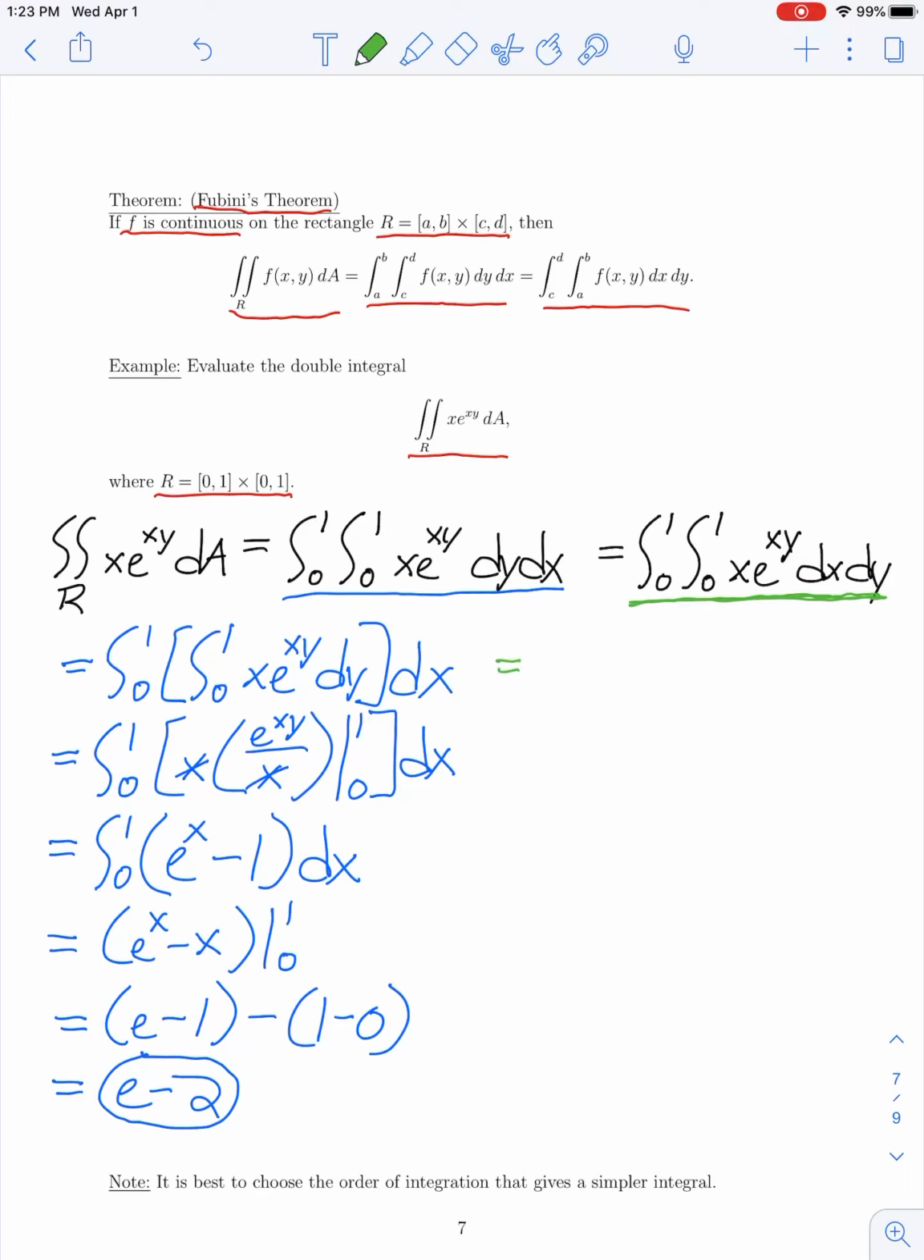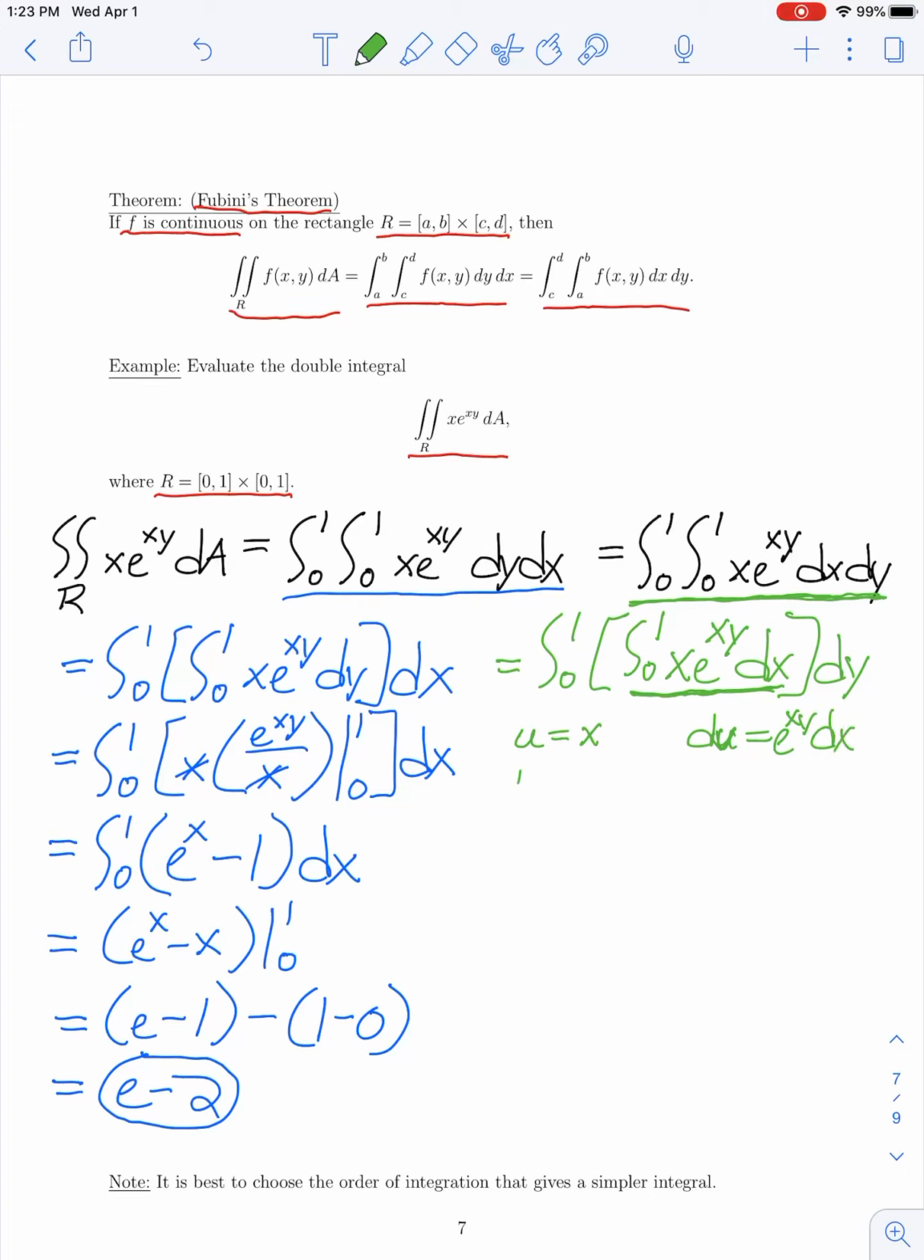Now, if we were to make use of this other iterated integral, where we integrate with respect to x first, let's see what we would have to do. We would first be looking at the integral from 0 to 1 of x e to the xy with respect to x, and then integrating with respect to y. Now, to find an antiderivative of this function with respect to x, we see it's a product of functions involving x. We would have to make use of integration by parts.